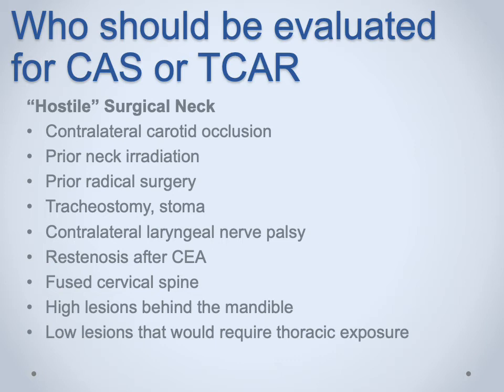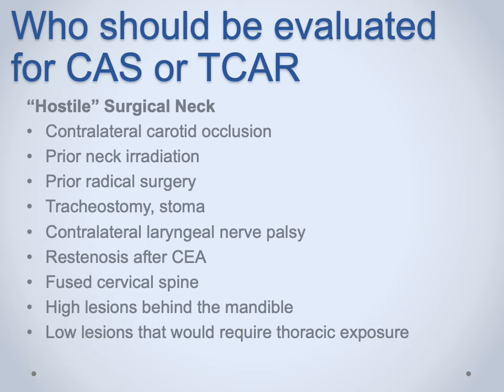That could be for patients who have contralateral carotid artery occlusions, if they've had prior neck radiation from head and neck cancer, radical surgery, if they have a history of a tracheostomy or stoma, or if they have a contralateral laryngeal nerve palsy, because you want to make sure that you don't obstruct their airway. Oftentimes, if they have restenosis after a prior carotid endarterectomy, you would proceed with either a TCAR or carotid stent. High lesions that you may not be able to get to via an incision, or low lesions that would require thoracic exposure.